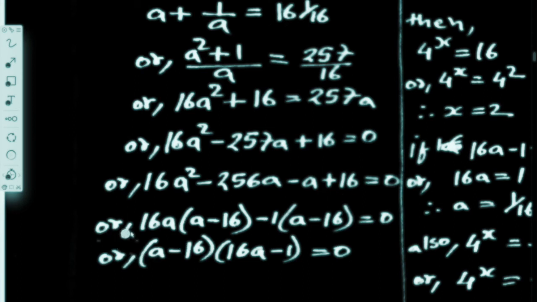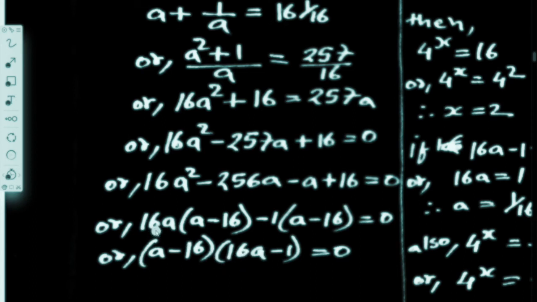Now from these two terms we have to take something common. Here 16a is common, and the non-common part is a minus 16. From the other two, we take common minus 1: minus 1 bracket a minus 16 equals 0. Now a minus 16 is common, so take it in front: a minus 16 bracket 16a minus 1.